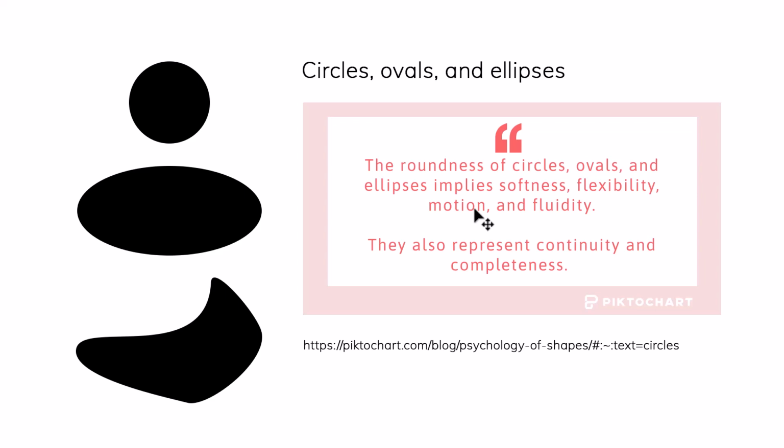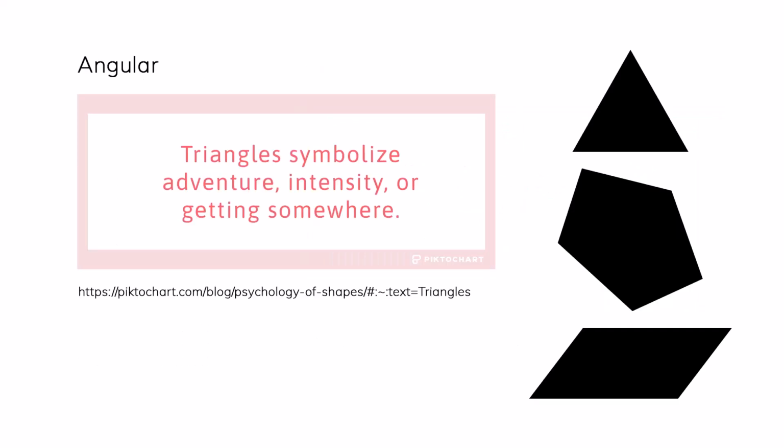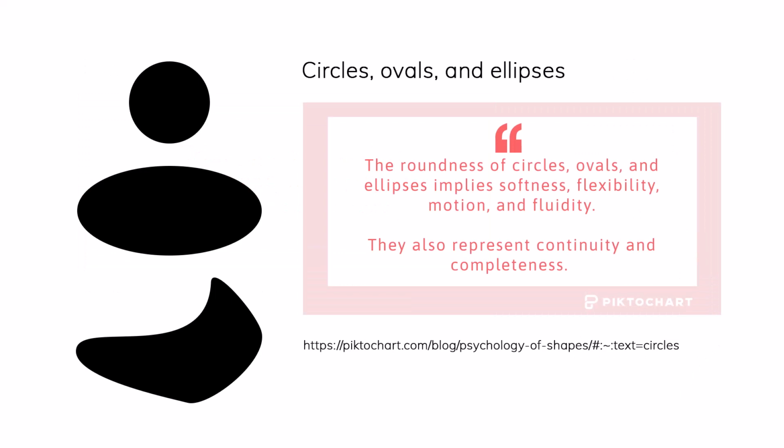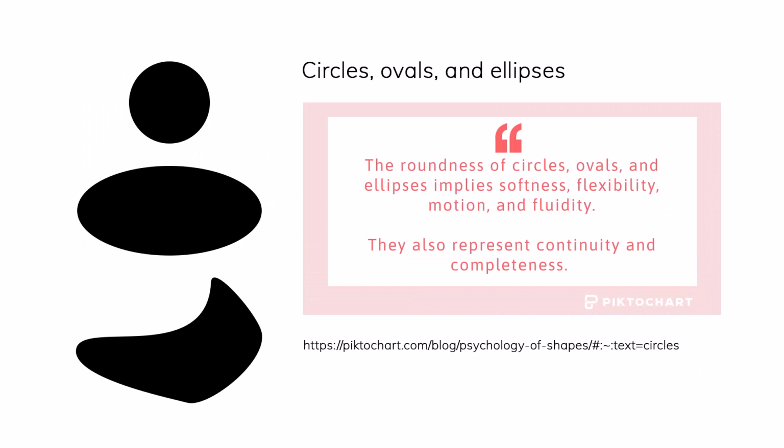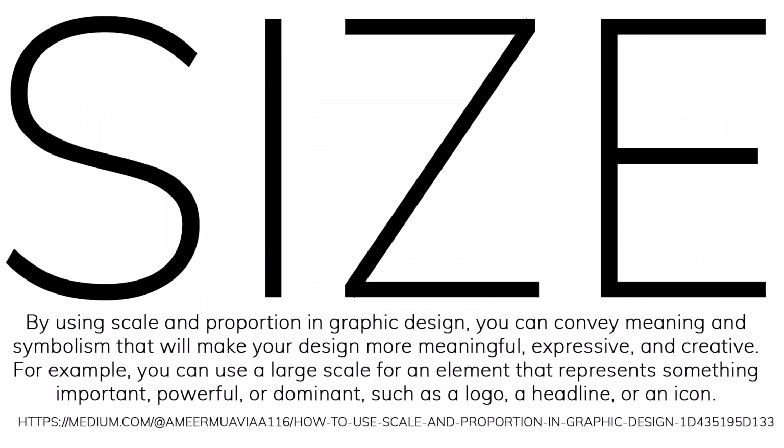So using this type of symbol is going to create a certain type of emotion and reaction, whereas using an angular is going to create a different one, and using rectangles will also create a different type of feel. You can combine all of these together, but that's a much more advanced level type of design. The next element we want to talk about is size.